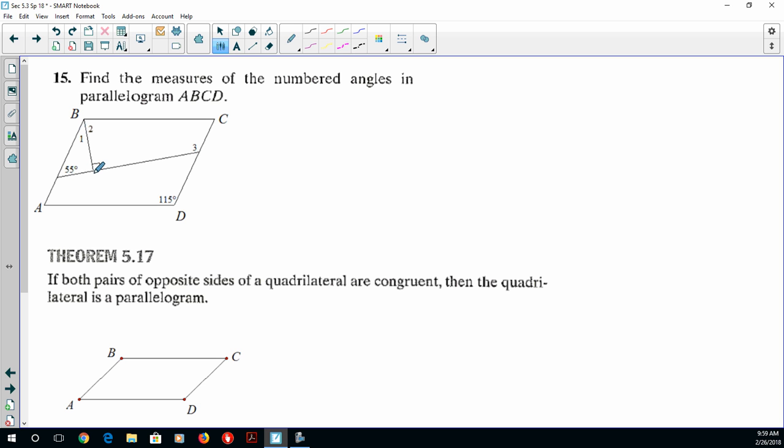Maybe I should give this a name here. Right triangle BEA. Give a few more names: ABCD. I think I got everything done here. Right triangle BEF. So that tells us that the measure of angle 1 is 90 degrees minus the measure here. So it's 35 degrees. Okay, there's angle 1.